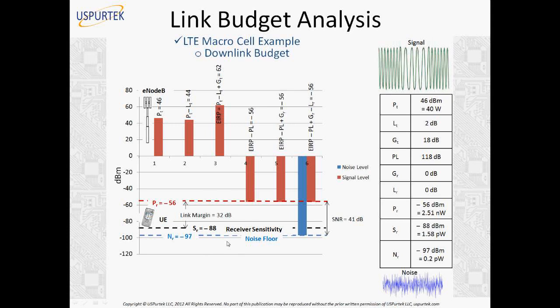Now, we have these assumptions here. The noise floor will typically be minus 97 dB. It may vary from handset to handset, of course, but this is one of the typical values. We assume the sensitivity to be minus 88, and with that, we have a link margin of how much? 32 dB. So we have enough link margin to accommodate any fading effects here.